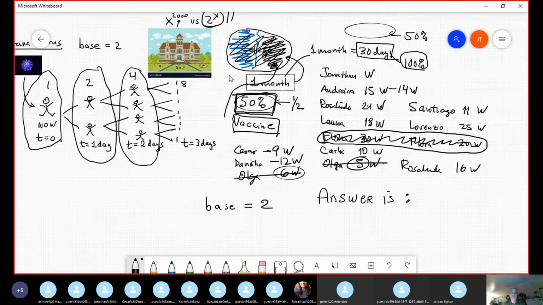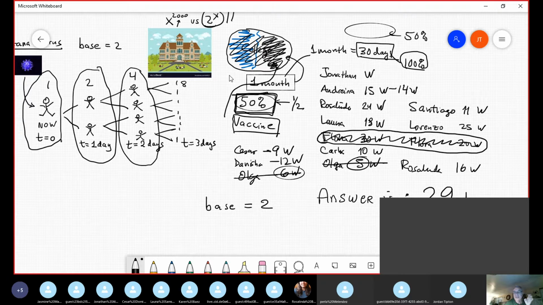Every day the number of infected students duplicates. If at 30 days, or 1 month, it's 100%, and I ask you on what day it is 50%, what number of days gives this amount? The answer is 29. Does it make sense? Rosalinda said, of course, Professor, I understand, because at 29 I have 50, which is half of the 100.